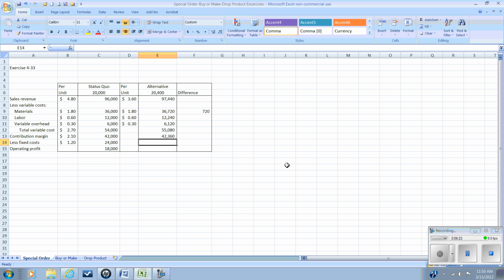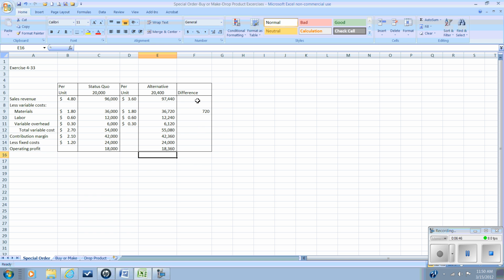Remember, don't be fooled by that $1.20 per unit fixed cost. The fixed costs are going to remain at 24,000 regardless of the difference in activity. So now our profit is going to be our contribution margin minus our fixed cost. So let's see what our analysis shows.